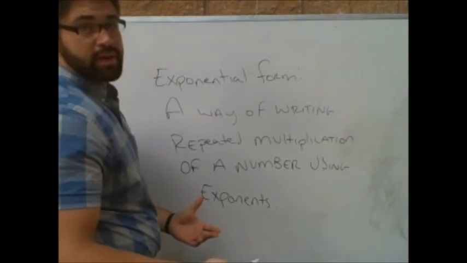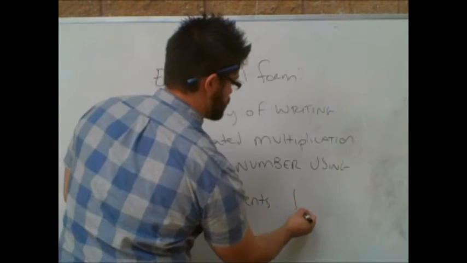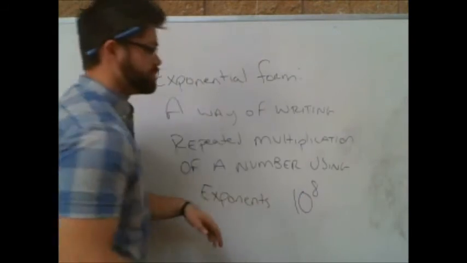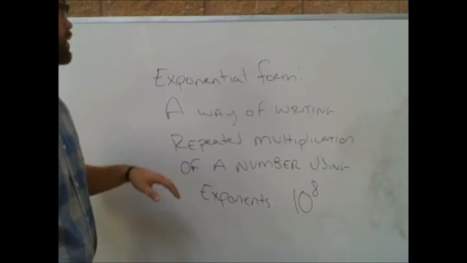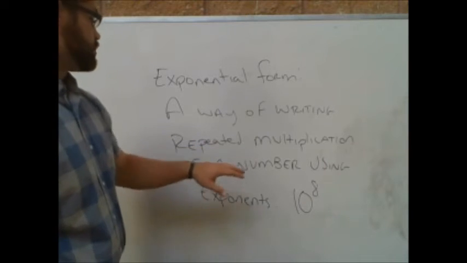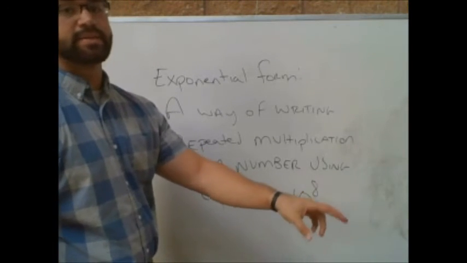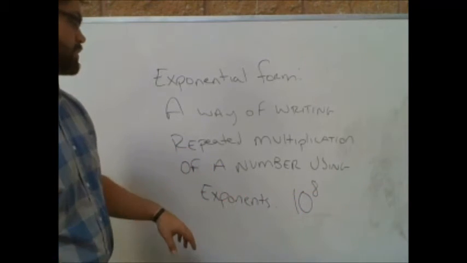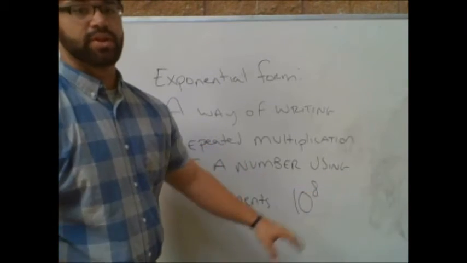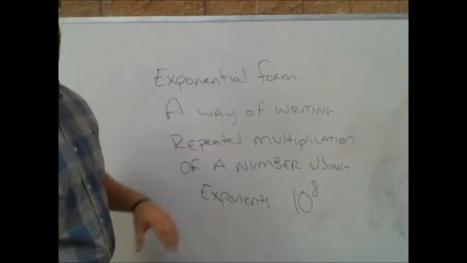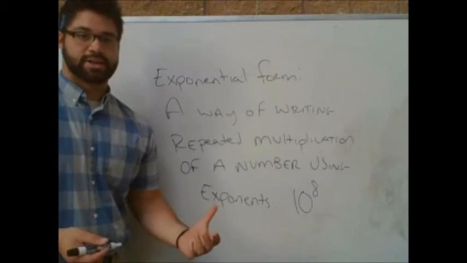An example of exponential form would be 10 to the power of 8. So it's a way of writing a repeated multiplication of a number. So this is going to end up being 10 times 10 times 10 times 10 times 10, 8 times. But we're just using the exponent to show that, so we're not writing it all the way. So that's exponential form. Go ahead and pause here and catch up if you need to.